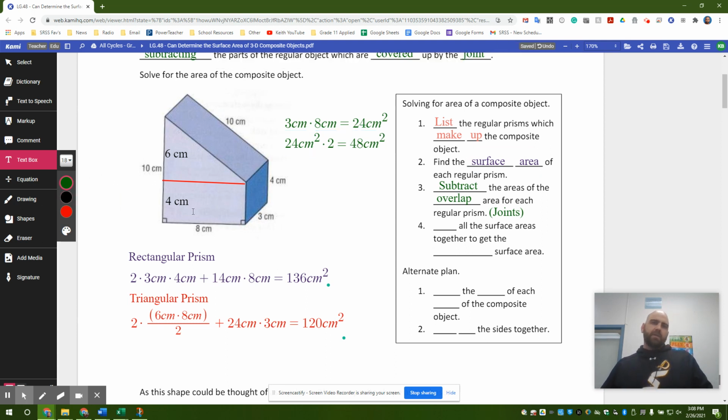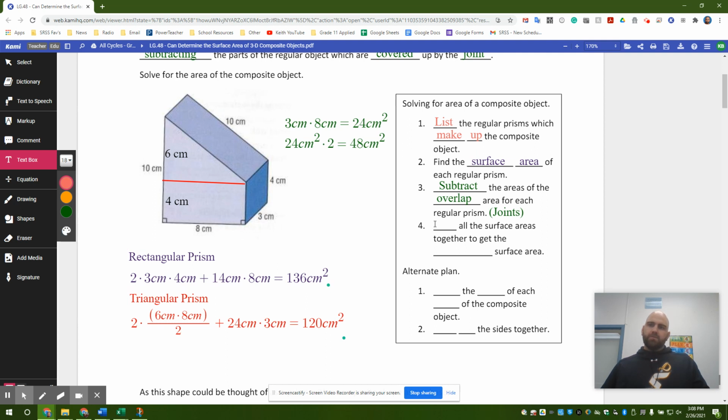So what we did is we found the area of the rectangular prism, that's the first one here. We found the surface area of the triangular prism. And then we found the area of that joint and multiplied it by 2 because there are 2 sides to every joint. There's always the one side and the other side, they join together. Those 2 sides both have to be subtracted because we don't see them anymore.